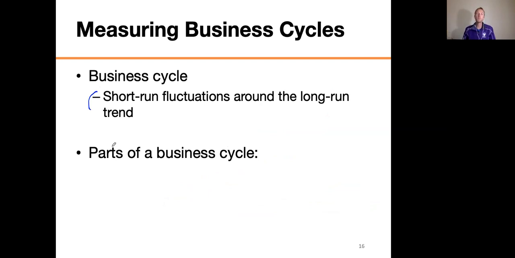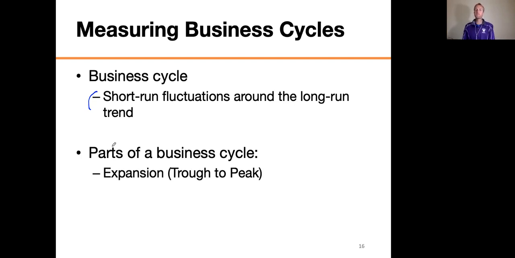And so in the United States, we've been growing about 1.9% for the past 50 years, but does that mean that every year we make 1.9% more stuff than the previous year? No, GDP does not always increase exactly 1.9%. It goes up and down. Okay, the parts of the business cycle.